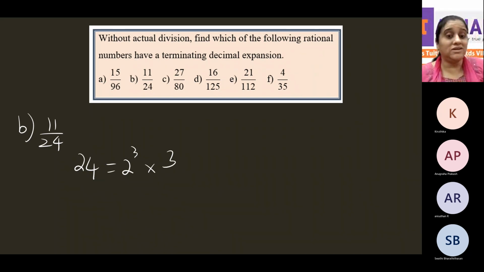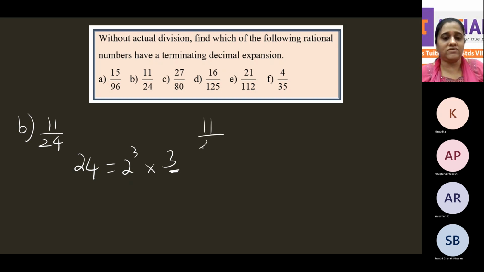The other prime is 3. It's not 2 or 5. It's something else. So when you divide 11 by 24, the division will not come to an end with 0 remainder. So the quotient will be a non-terminating repeating decimal.